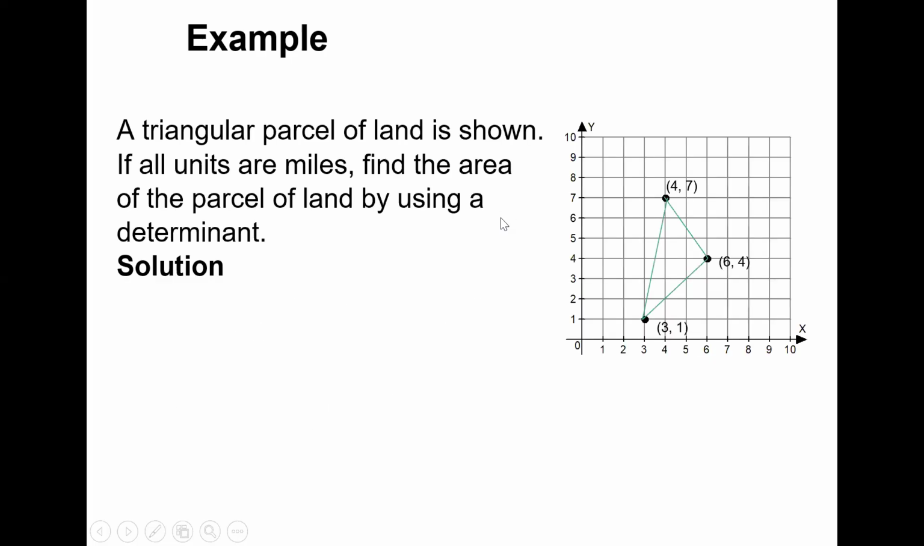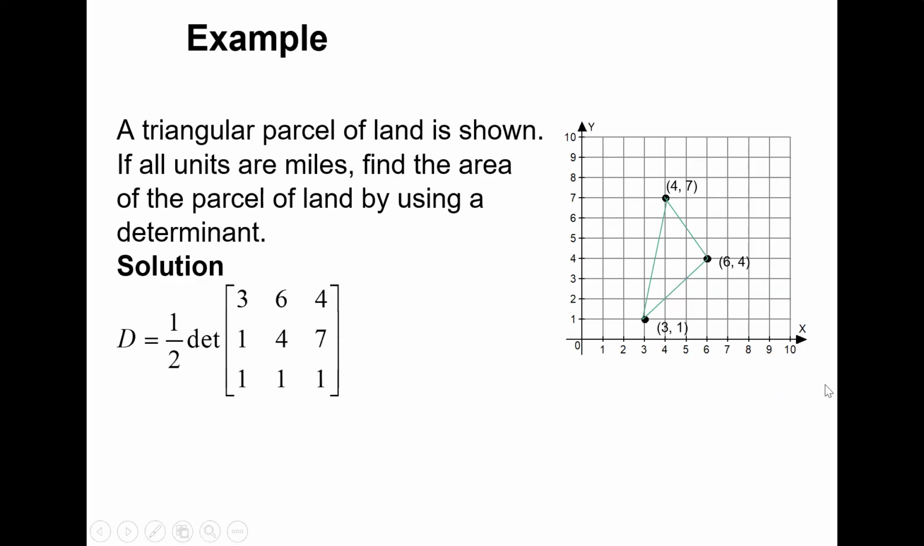All right, now this one's a kind of special thing. We're looking at a parcel of land, and if all units are in miles, we need to find the area of the parcel of land by using the determinant. What we're going to do is choose one of the points as our first point, and then go counterclockwise and put in our points. And our bottom row is going to be all ones.